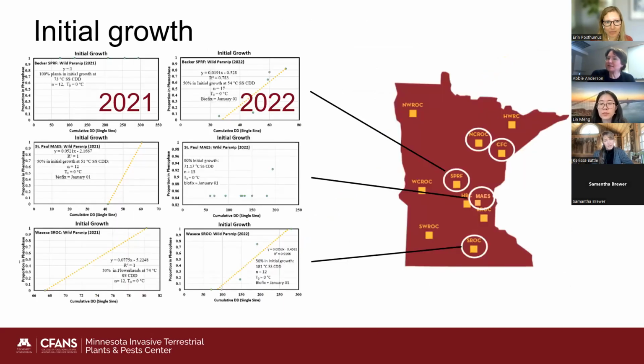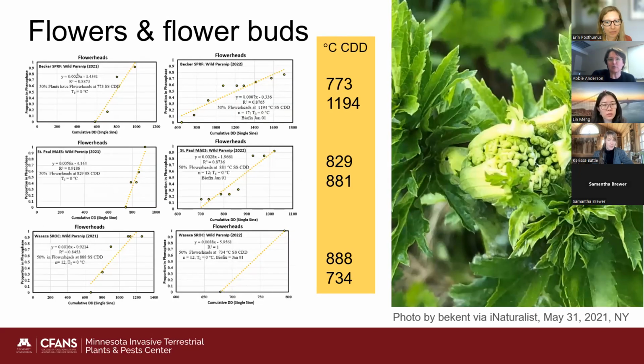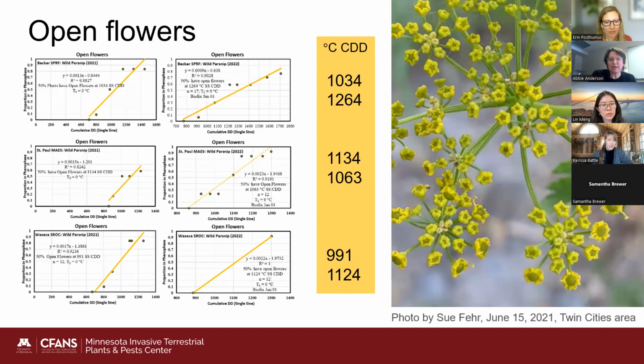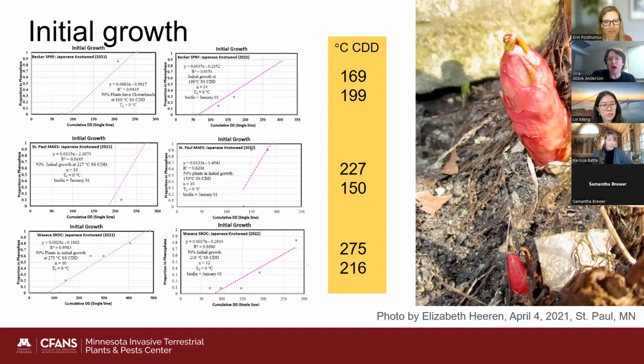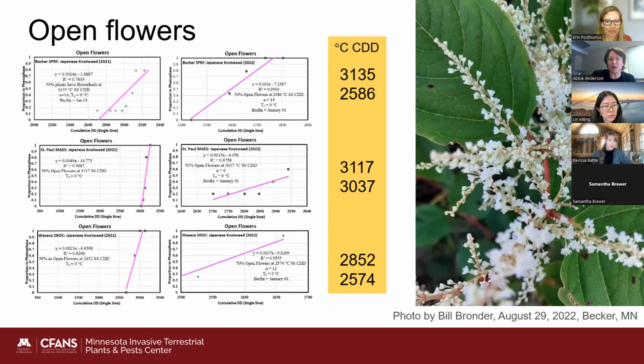So at this point, because the models are in development, we have a number of plots and each one represents a different year in a different place. So we're synthesizing all this information. I'm going to give you a kind of peek into that process. So for wild parsnip, for example, initial growth, we're calculating the cumulative degree days needed to reach that phase. Also for flowers and flower buds and for open flowers. Similarly, we're doing these calculations for knotweed: initial growth, flowers and flower buds, and open flowers.